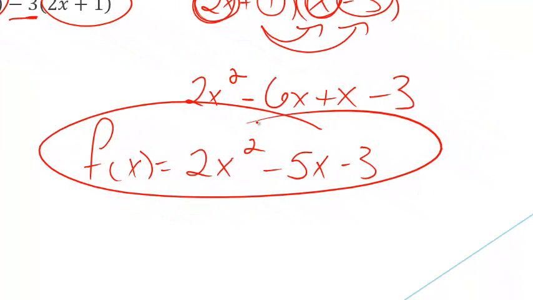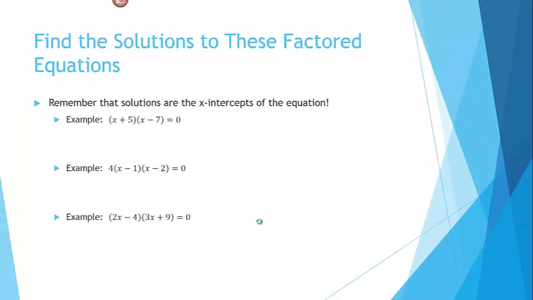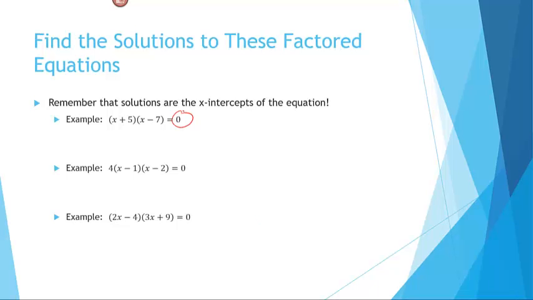Okay, so, continuing. Find the solutions to these factored equations. Okay, so remember that the solutions are the x-intercepts of the equation. So we already have our y equal to 0. So we just need to decide what x needs to be for this to equal 0 and what x needs to be for this to equal 0. So really simple. 5 plus what equals 0? So 5 plus negative 5 equals 0. So we're going to have a negative 5 equals x for that to equal 0.